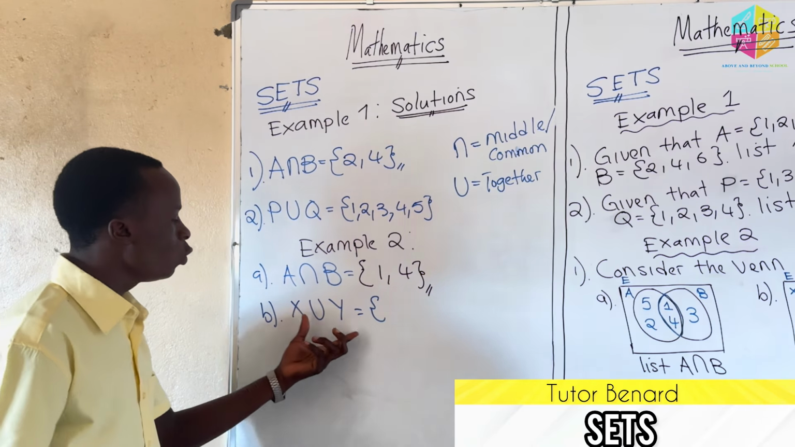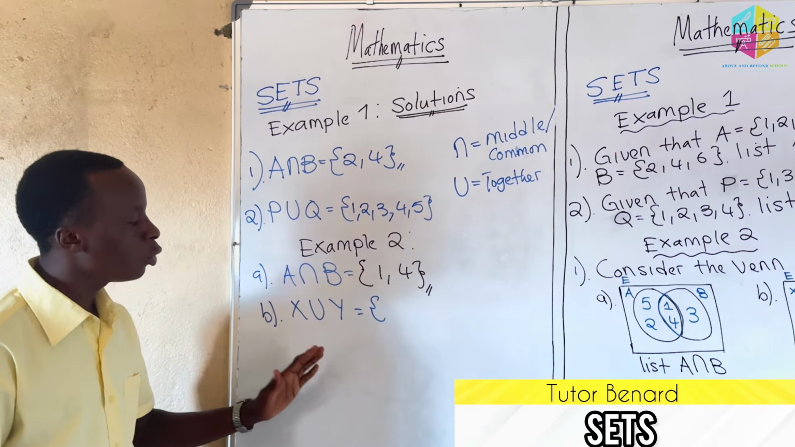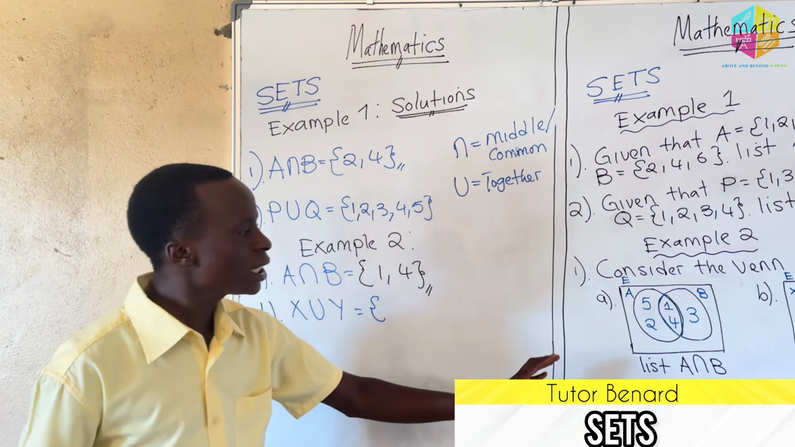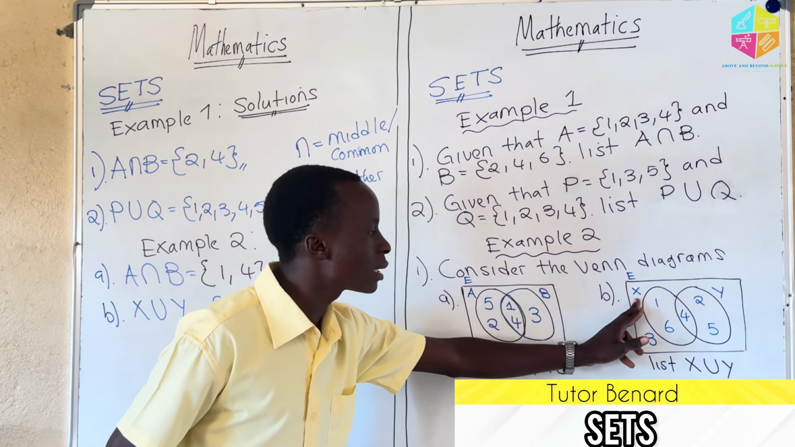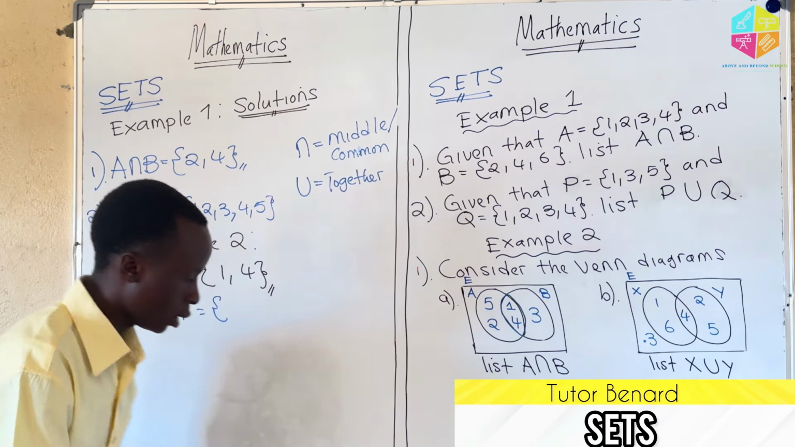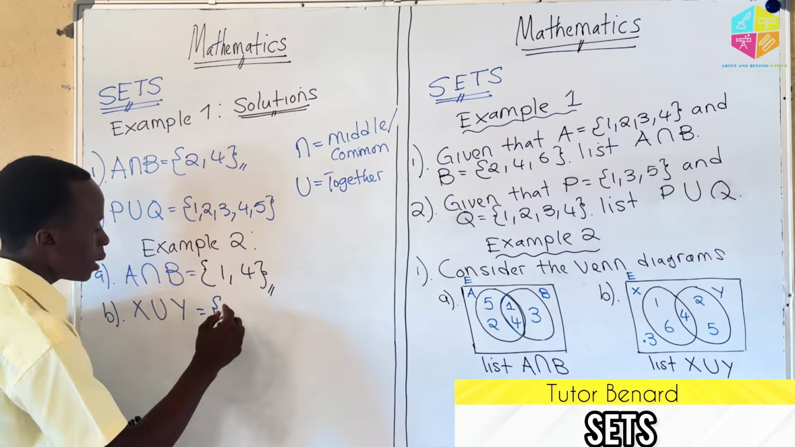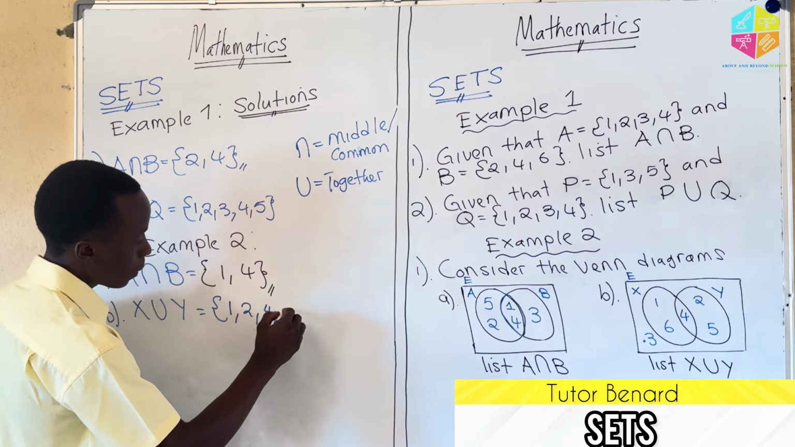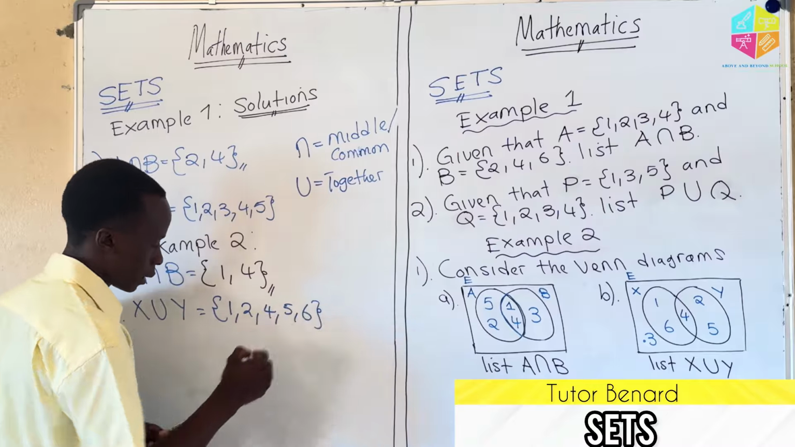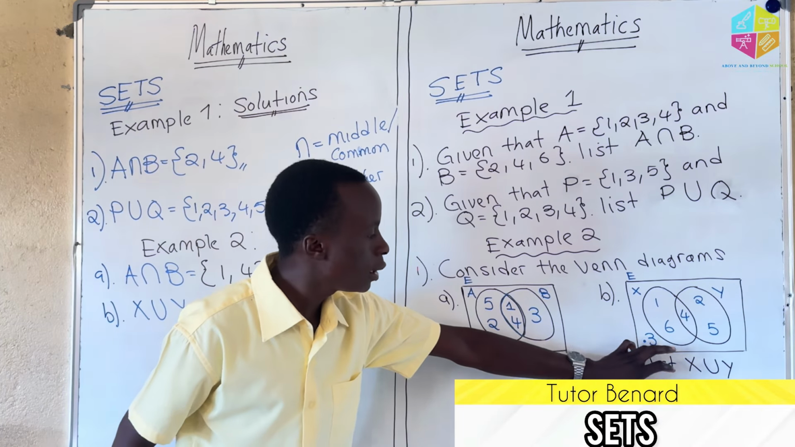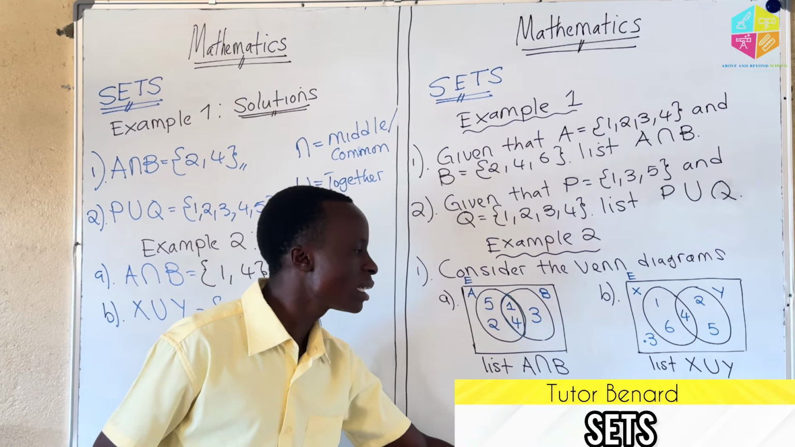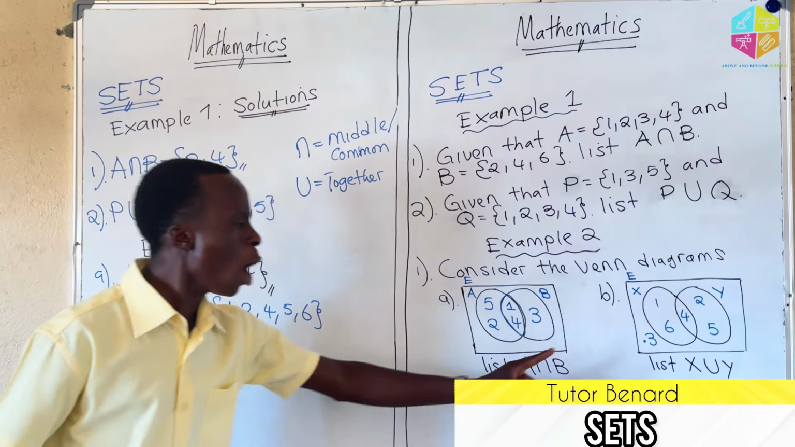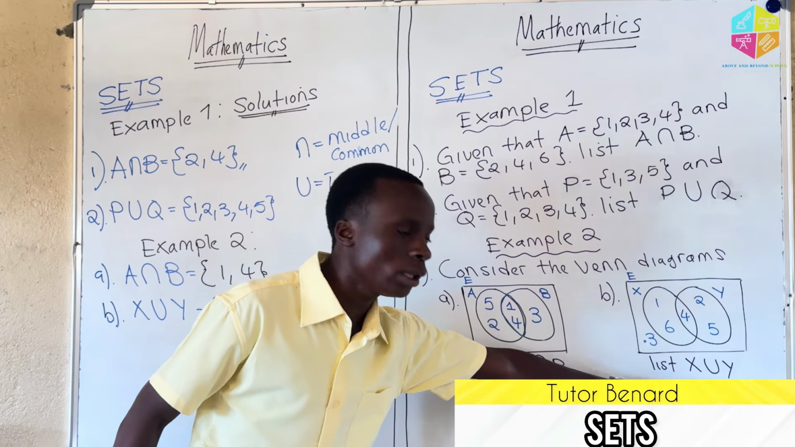Then the second question says list X union Y. Whenever you have a union set, it is always the same. Don't forget the word union means to put together. So you just arrange everything which is in set X and in set Y together. Your final answer will be 1, 2, 4, 5, and 6. The reason why I have not included 3 is because 3 is outside X and Y. Whenever you have numbers or letters which are outside your two sets, you don't include them.